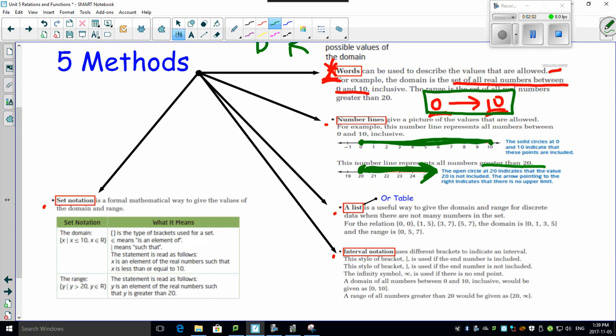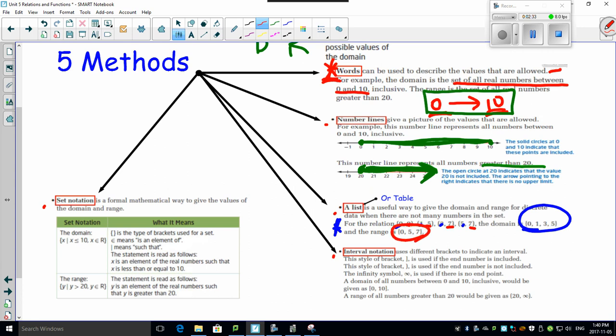A list. A list is real simple. For example, here's a relation that gives you a whole bunch of interesting coordinate pairs. If you want domain and range, domain is very simply all of the x values: 0, 1, 3, 5, and the domain is listed here. If you wanted the range, then the range would be all of the y values: 0, 5, 7, and 7. 0, 5, 7, 7. There's your range.